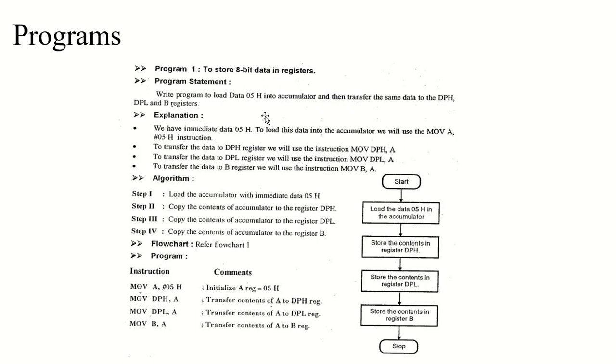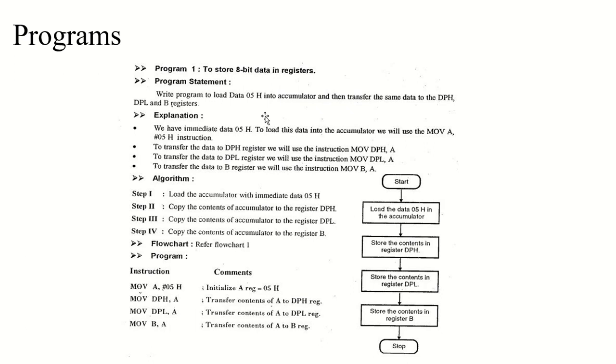First program that we are going to discuss today will be the program which we use to store the 8-bit data in the register. And the program statement is to write the program to load 5H into the accumulator and then transfer the same data into DPH and DPL and B registers. Repeating one more time, we have to write a program to load data 05H into the accumulator and then transfer the same data to DPH and DPL and then B register.